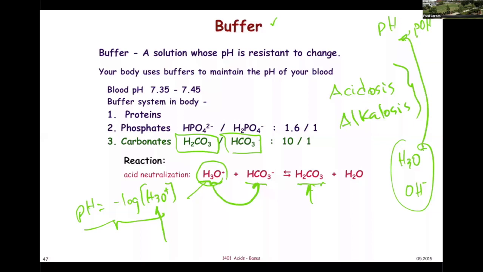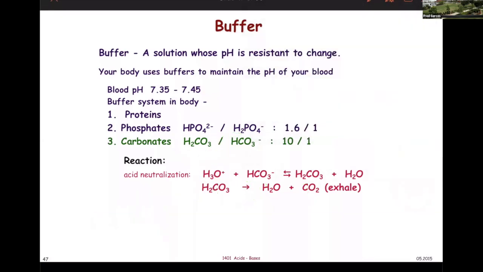Okay, so that's what you want to see. Buffers are weak acids and weak bases and their conjugates, exactly. Okay, they have to be conjugate pairs. That's why we talked about conjugate pairs in the beginning. Anyway, let me just show you some chemistry here.